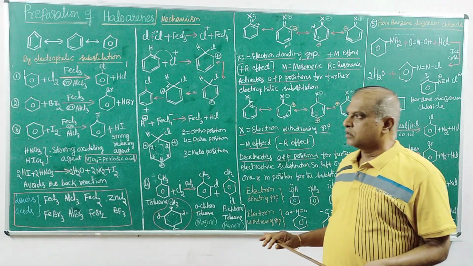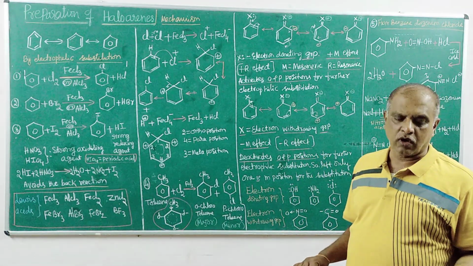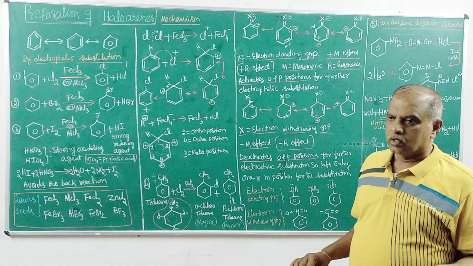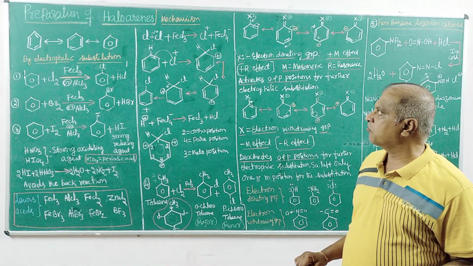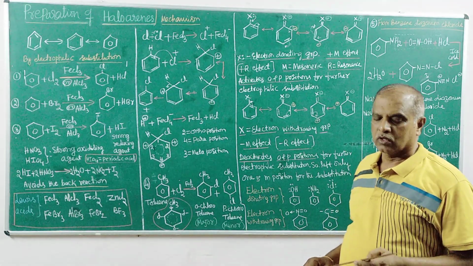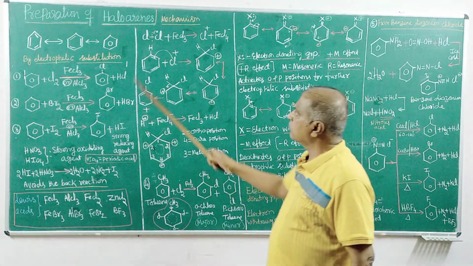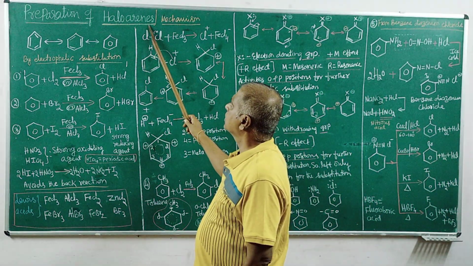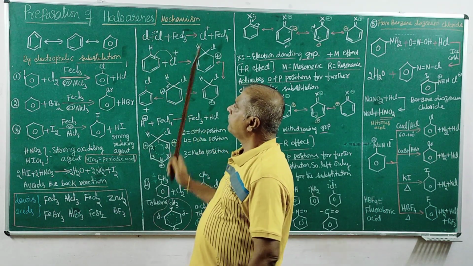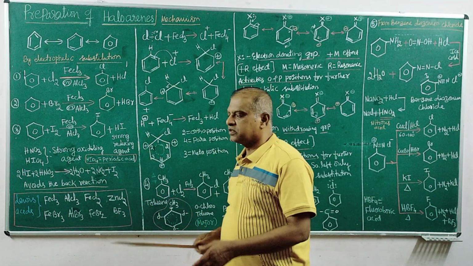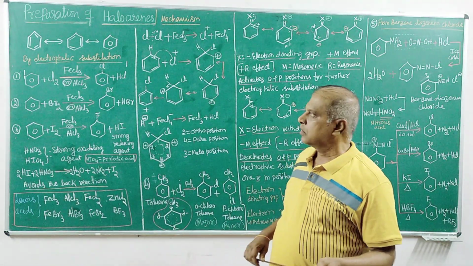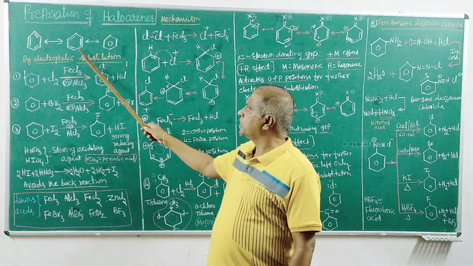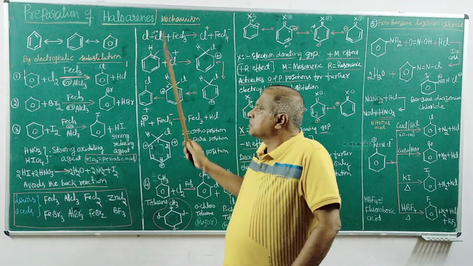Completed the preparation of haloalkanes. Let us move on to the preparation of haloarenes. The meaning of haloarenes: the halogen derivative of benzene. Benzene is called an aromatic compound. The halogen derivative of benzene is called haloarenes.